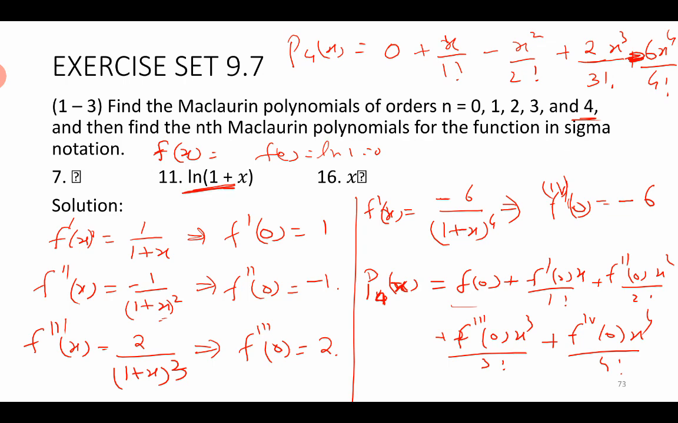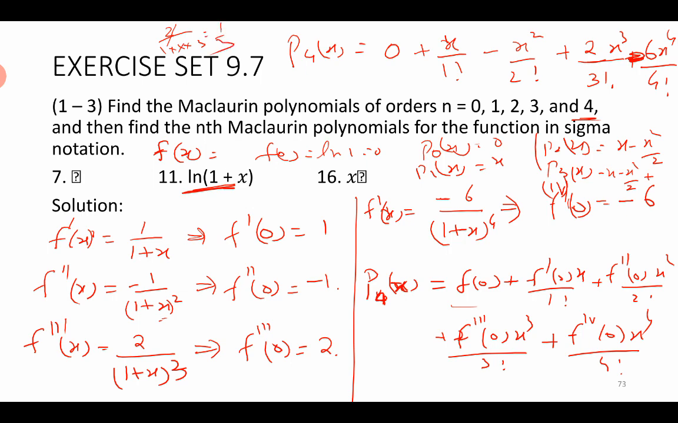So from this one you can write P0 of x is 0, P1 of x is x, P2 of x is x minus x square by 2, P3 of x is x minus x square by 2 plus 2 divided by 3 factorial times x cubed. What is it? 3 factorial is 1 into 2 into 3. So 2 can be cancelled, it will be 1 by 3, isn't it? So that term is x cubed by 3 with a negative sign. So we can write all the 4 terms.